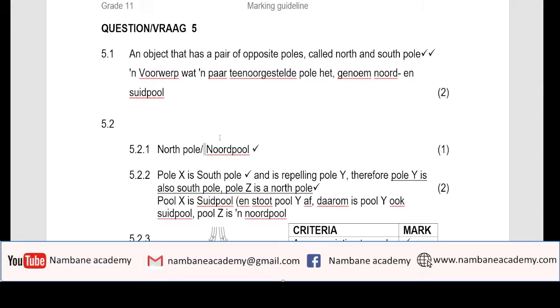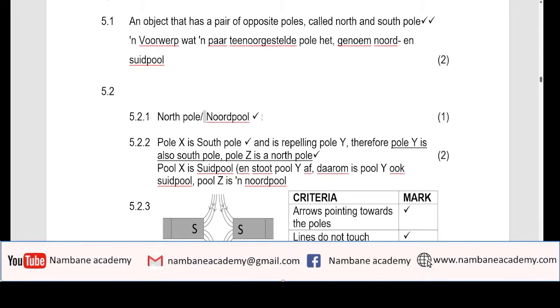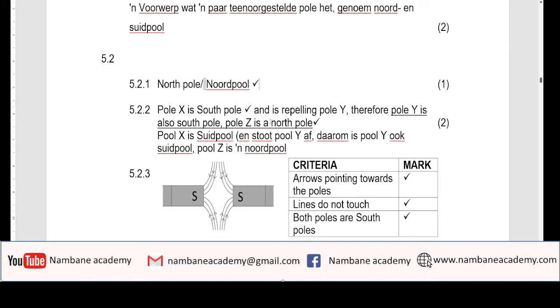5.2.1 then asks, write down whether Z is a south pole or a north pole. It is a north pole. 5.2.2, give a reason for your answer on 5.2.1. Pole X is south pole and is repelling pole Y. Therefore, pole Y is also south pole. So pole Z is a north pole. 2 marks.